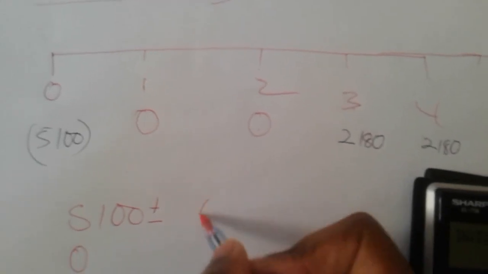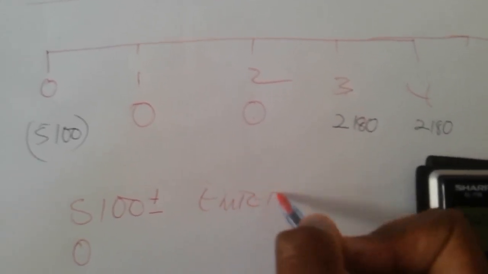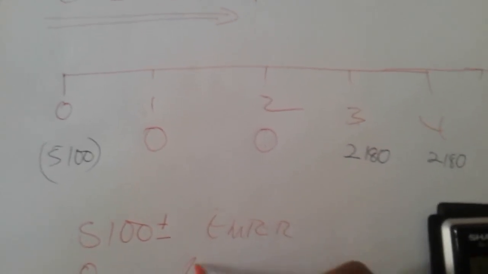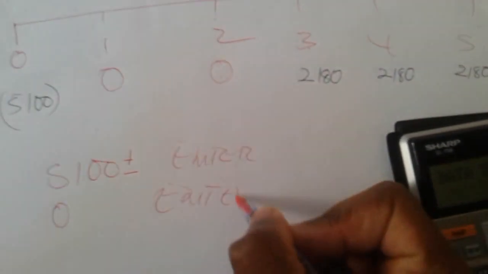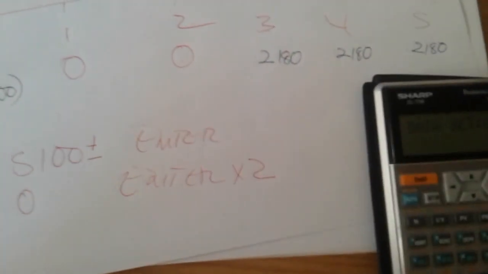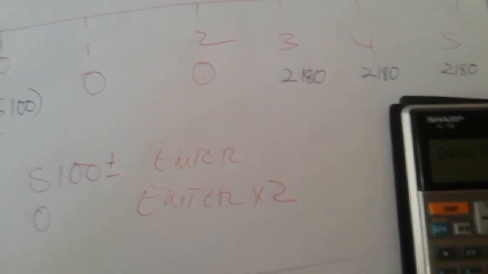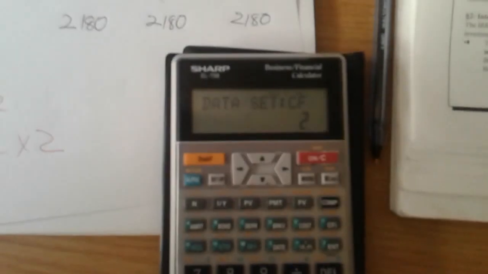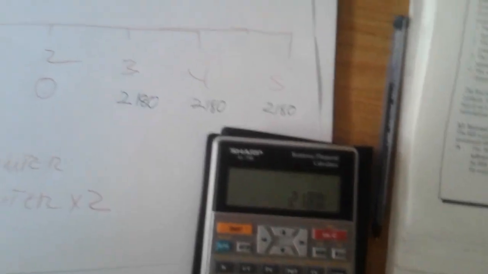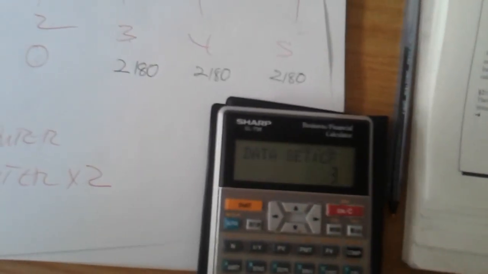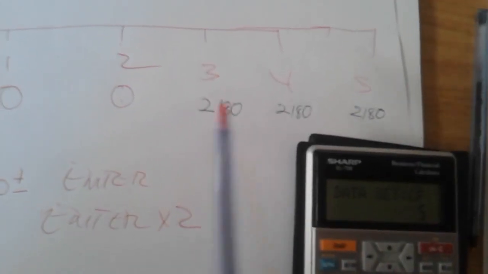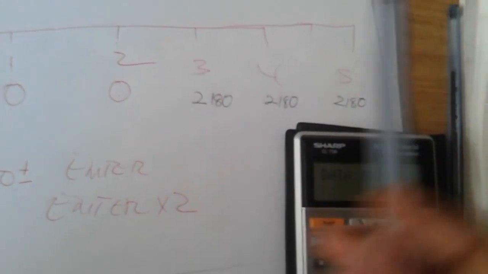So 0, enter twice. Why twice? Because there are 2 years with nothing. So 0, enter, enter, up until it takes you to 2. Then you now say 2180. You enter 3 times: 1, 2, and 3. Why 3 times? Because there are 3 annual payments.